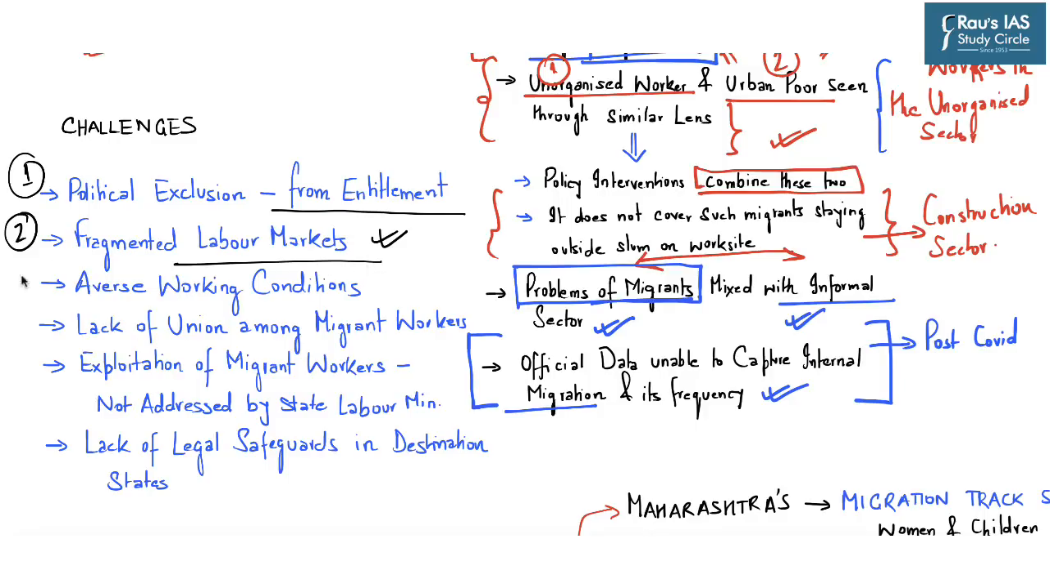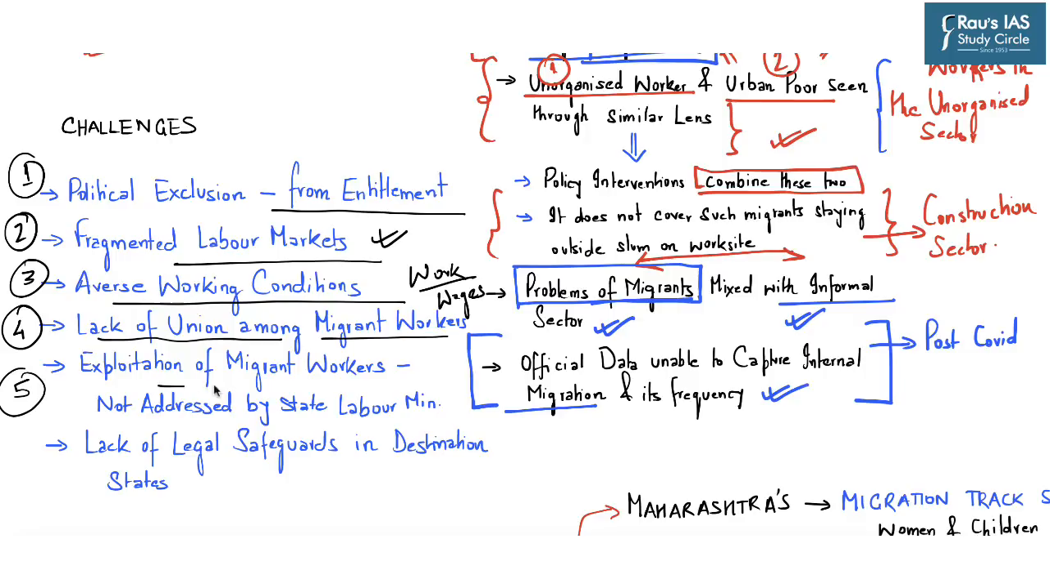The third challenge is poor working conditions for such migrant workers, and their condition is also exploited by their employer. The next challenge is a lack of union among these migrant workers, and because of the lack of a union, they are not able to seek their proper demands with respect to work and also wages.